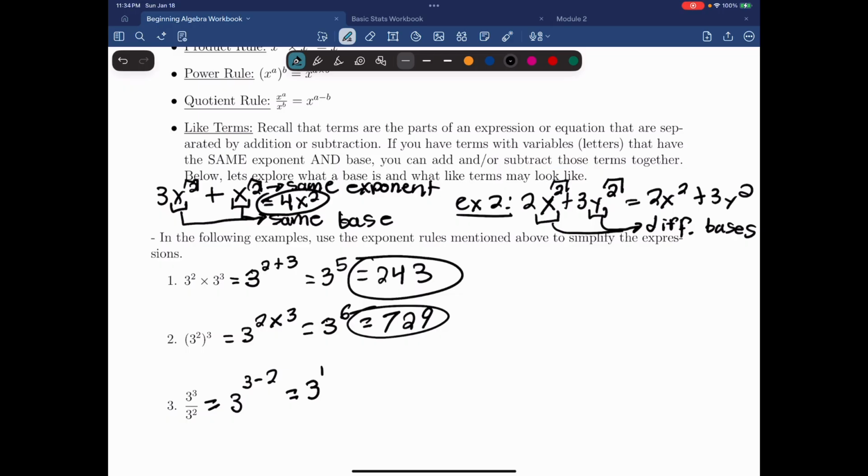Now 3 minus 2, that's just 1, so we get 3 to the 1 power. Well, 3 to the 1 power just means that 3 is on its own, right? So this just equals 3. So anytime you have anything raised to the 1st power, that's just itself. And that's your answer.